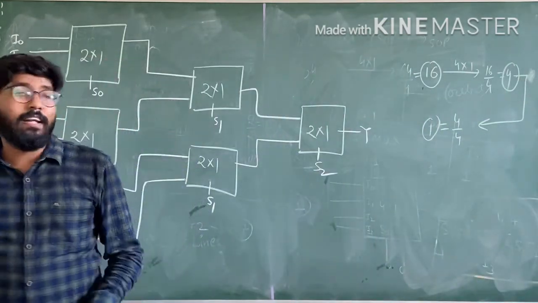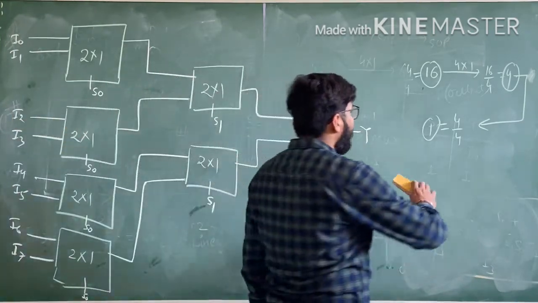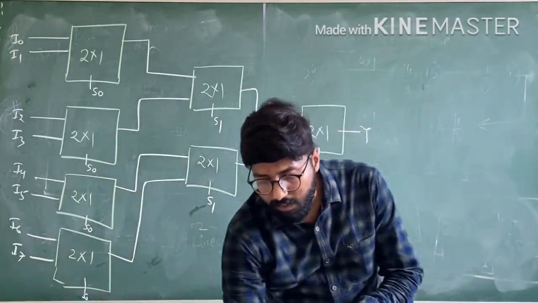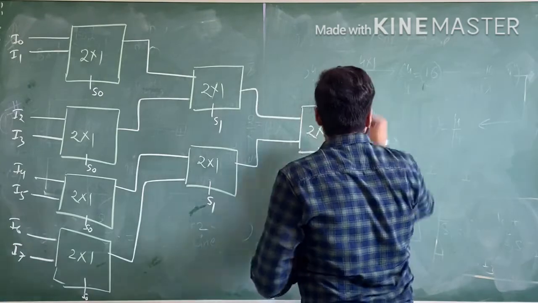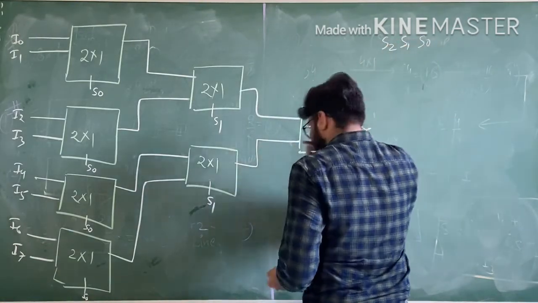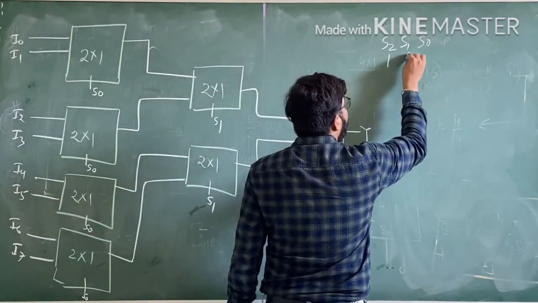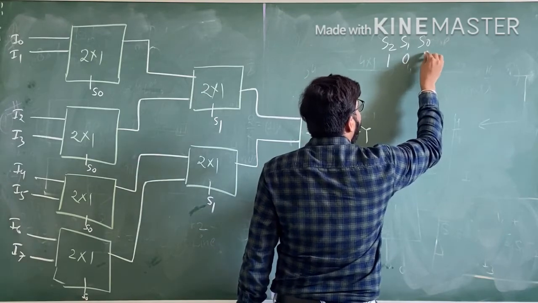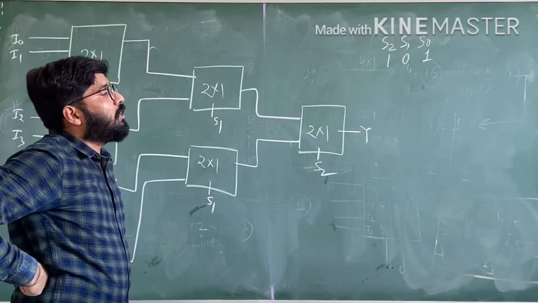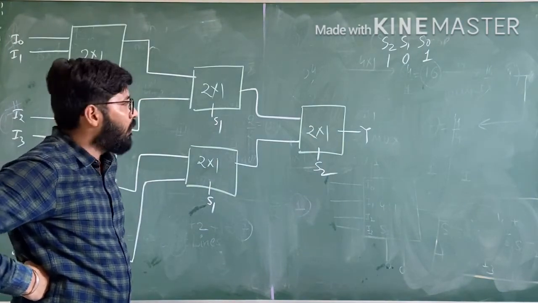Now you have to verify whether this is correct or not. How will I identify whether this is a correct mux or not? I will take an example. Suppose S2, S1, S0 are the select lines. We have S2 is 1, S1 is 0 and S0 is 1. Suppose we take the example 101. For 101 we have to get the output. Okay, now see.